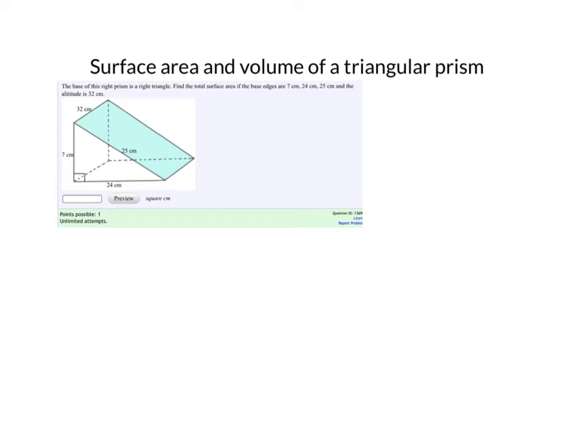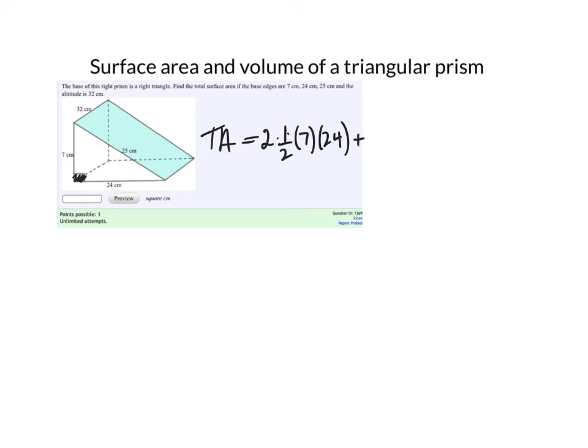The total area, so those triangles, there's two of them. There's one on the front and one on the back. 2 times 1/2 base times height for a triangle. So the base and height are at a right angle, which is right there. So 7 times 24. So the two triangles.